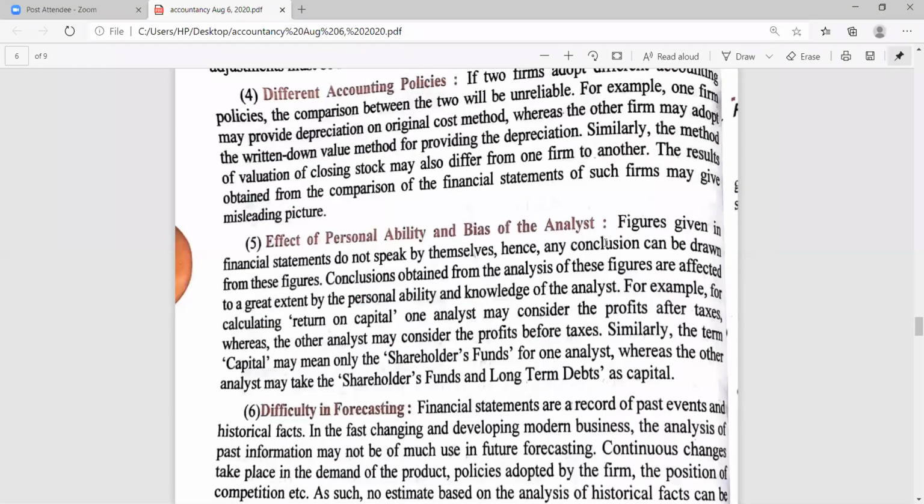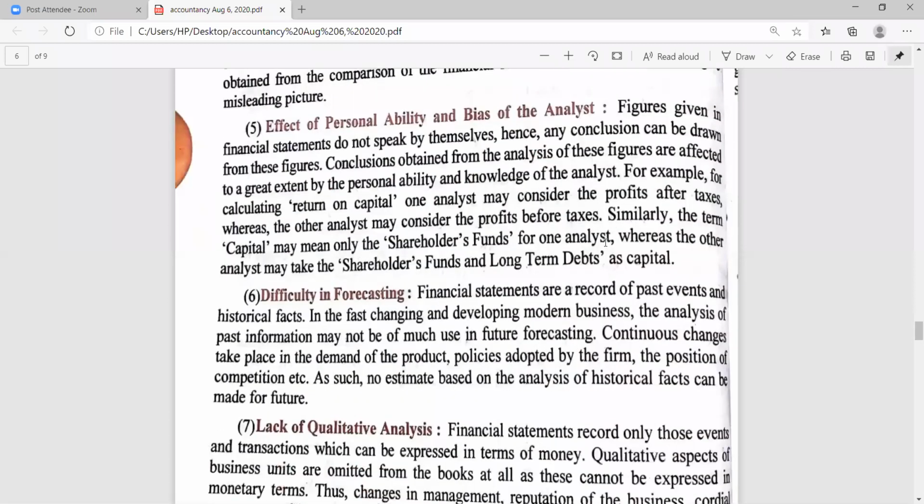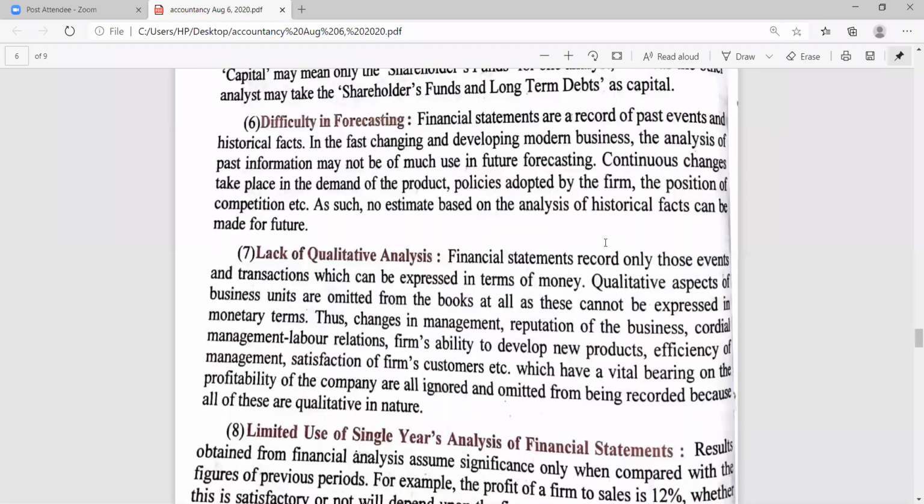Difficulty in forecasting. Yes, financial records are past records, but we have to look into the future while making plans. So it also becomes difficult to forecast on the basis of historical data. Moreover, there is a lack of qualitative analysis. Only quantitative analysis is made, and it doesn't work on quality. And single year data is not useful at all. With the help of single year data, we cannot make any conclusion.